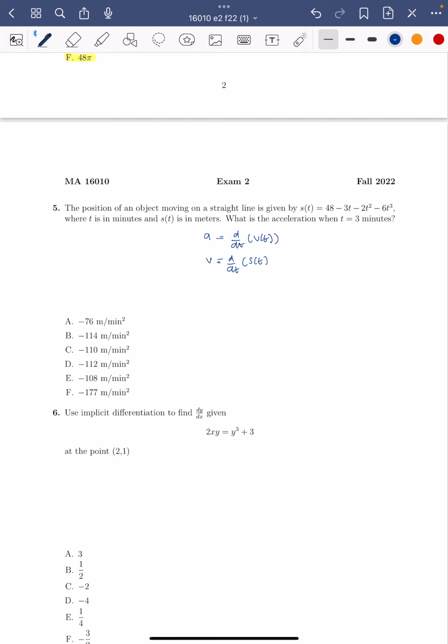So let's go ahead and begin by finding velocity. Again, velocity equals s prime of t, which equals, from this s prime of t, the derivative of 48, it's a constant, so that's 0. Derivative of negative 3t is negative 3. Derivative of negative 2t squared is negative 4t.